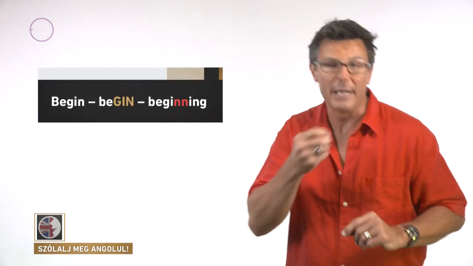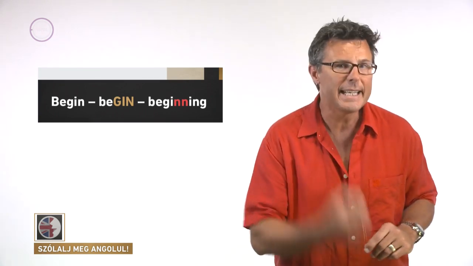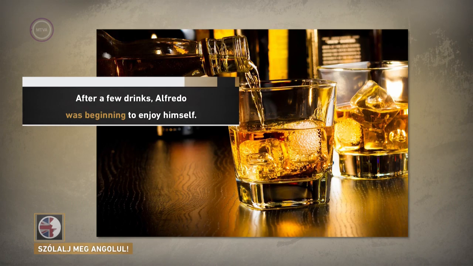Now, one thing we saw a couple of lessons ago was the fact that there's another group for spelling too, isn't there? Yes, and it's a bit of a strange group. This is the group where we have to pay attention to the stress in the word, where we put the stress when we pronounce the word. If the verb has got more than two syllables and the last part of the word is stressed, then we double the last letter before we add the ing ending. Begin, begin, beginning. After a few drinks, Alfredo was beginning to enjoy himself.